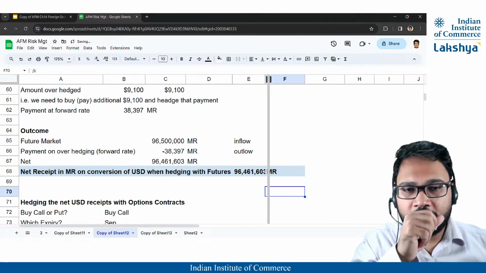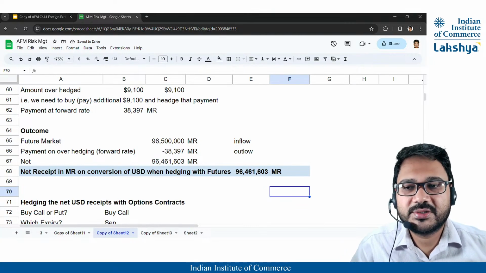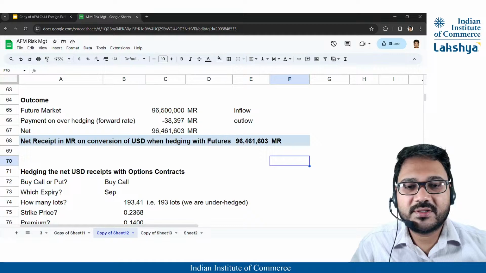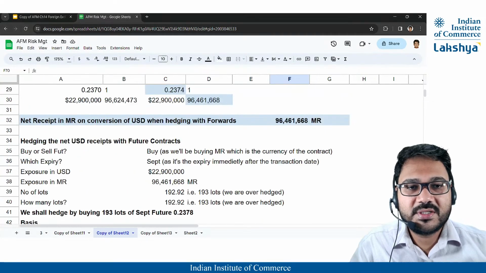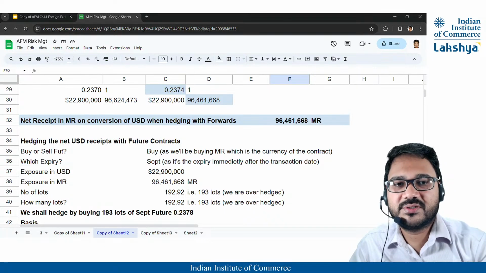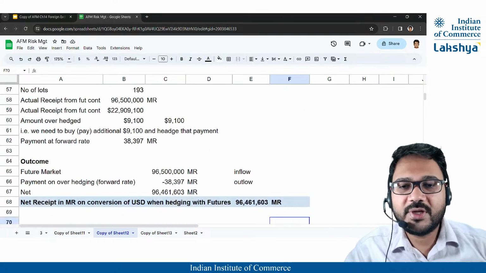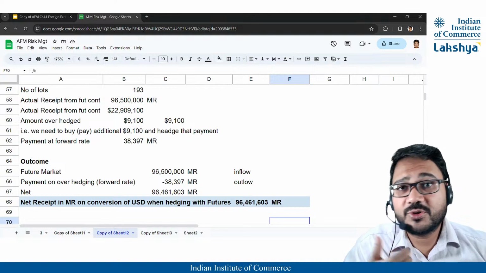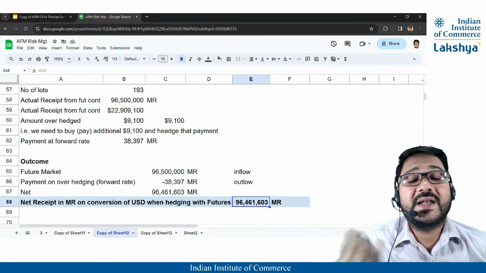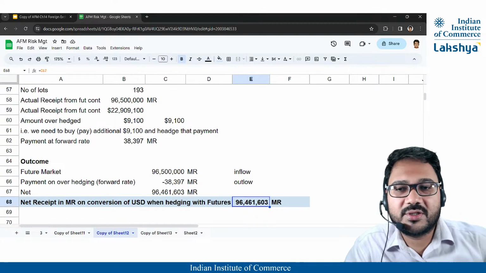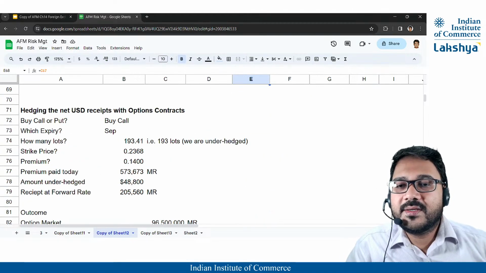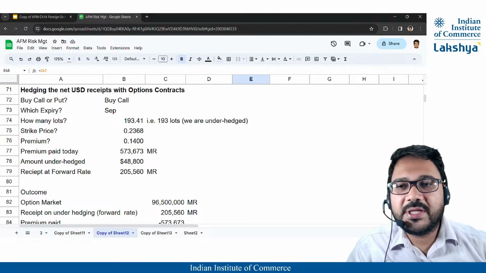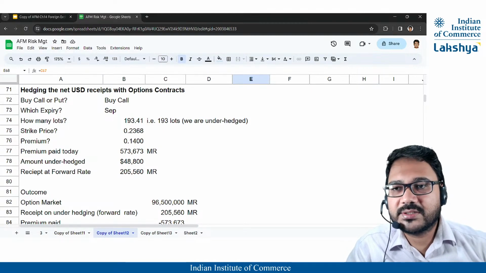These many MRs, this is using futures, and this is using forwards: 96.461603 against 96.461668. So slightly more in forwards, and in futures it's slightly less. But futures technically are exposed to basis risk, so we may in fact get less than this, or even more, because we took an assumption. In reality, there is basis risk. Also, margin needs to be paid. All that can be highlighted to score those extra marks.